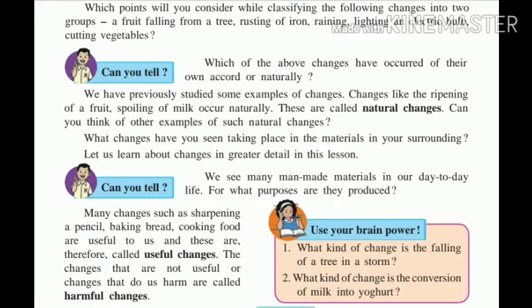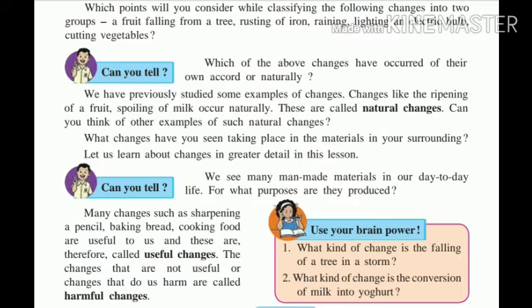So which points will you consider when you classify the following changes into the two groups? That is, a fruit falling from a tree, rusting of iron, raining, lightning, an electric bulb, cutting vegetables. Which points will you consider?